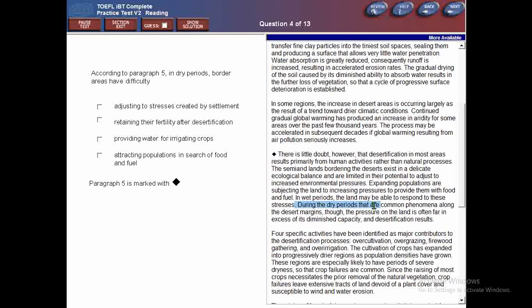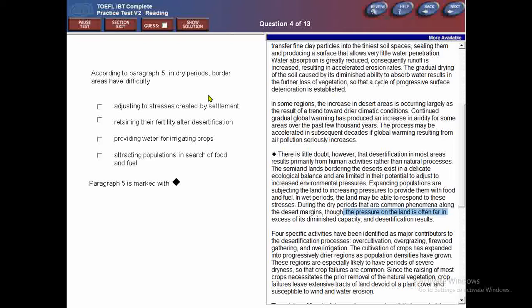But during the dry periods, there are common phenomena along with the desert margins. The pressure on the land is often far in excess of its diminished capacities, and degradation results. So in dry periods, border areas have difficulty restoring the losses caused by human pressures or natural processes. Okay, that is the answer to this question.